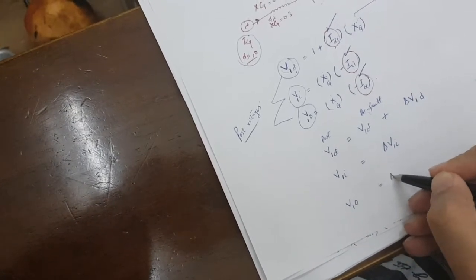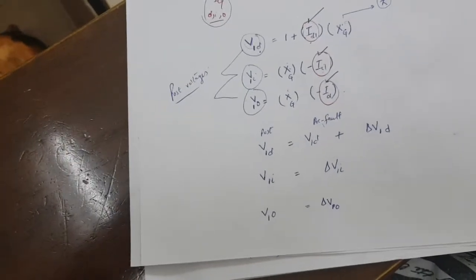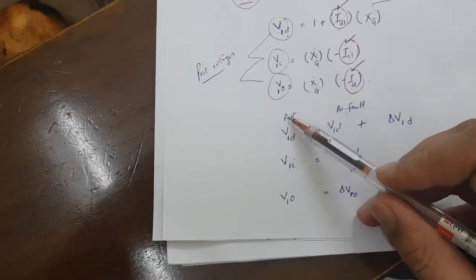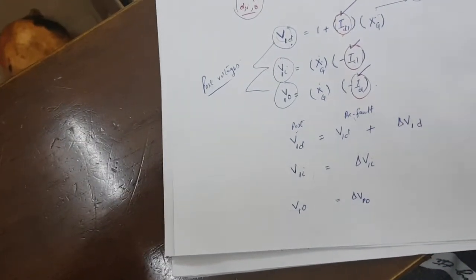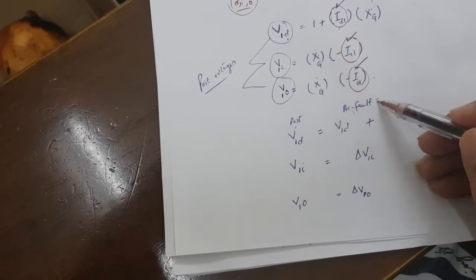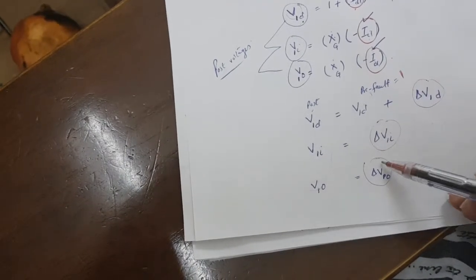And sorry, V10 is equal to delta V0. Here, this is the post-fault. If we find the post-fault voltage, we can easily find our required current components for the generator. And for this post-fault, we know these formulas. The pre-fault is already given in the question. The value of pre-fault is 1 volt. But for delta V, we don't know, so in this case we have to find the delta V. So go to the next page.